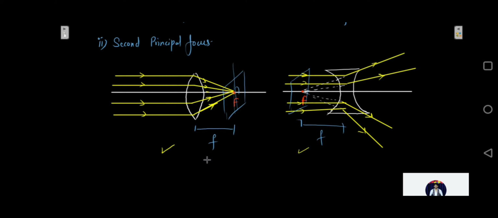It is denoted by f2, or simply f, and focus is denoted by capital F or capital F2. Generally we use capital F only. So generally the focal length of the lens refers to its second focal length. Whenever we refer to the focal length of a lens, we refer to its second focal length. That is why we do not use this 2, we just say F for the focus. For the first principal focus we use f1 or f dash, but we do not consider it.